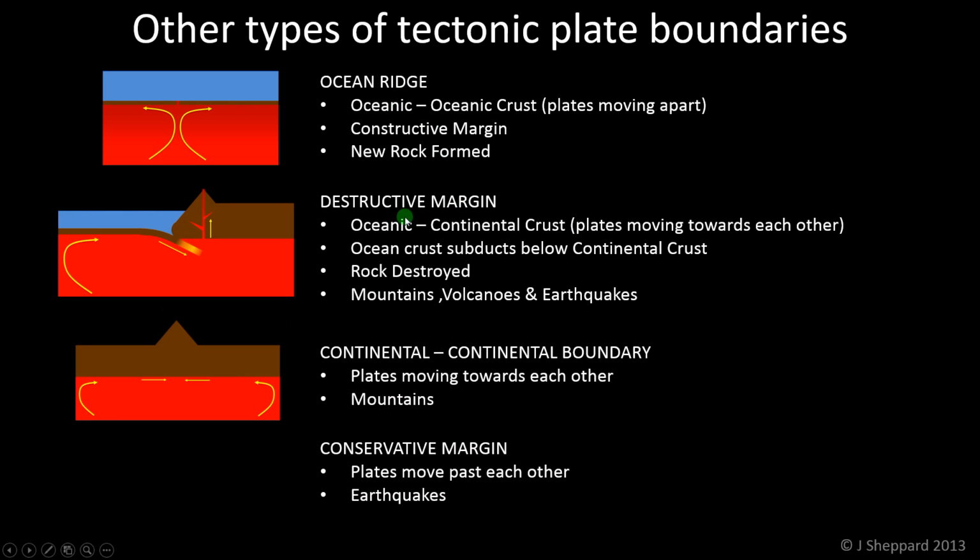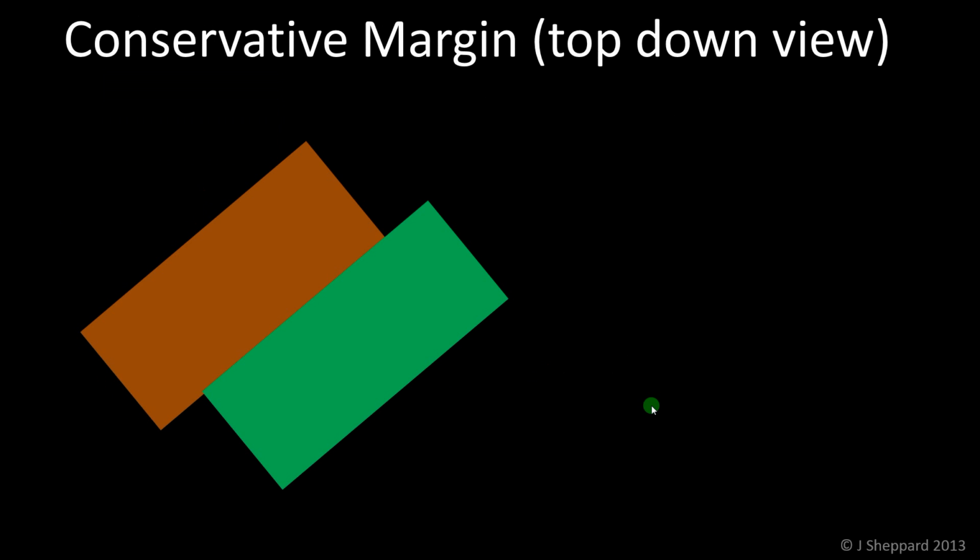Okay, so we've got our first three, and now our final one. We're going to switch view a little bit. All the previous three have been a slice through the Earth looking from the side. We're going to look at the conservative margin top down. So I've coloured the two plates different colours just so you can separate the two of them. There's no significance to the colours. They're just two different plates moving past each other this time.